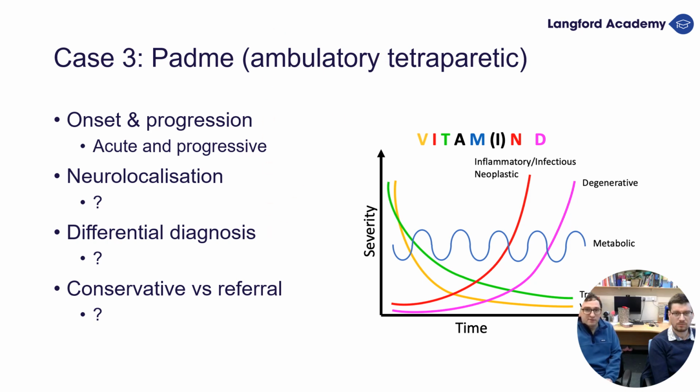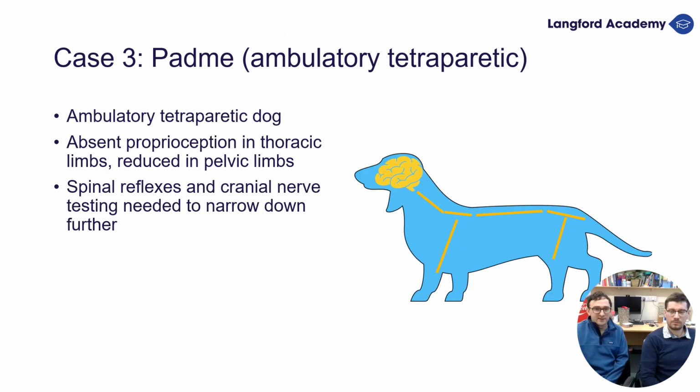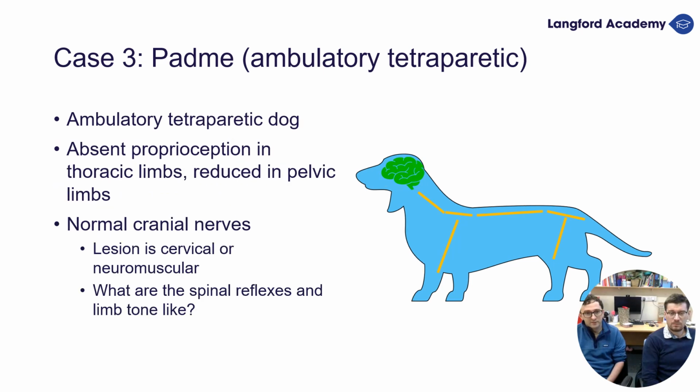Now we look, can we find any information in the neurological exam to help us neurolocalize it? So looking at her neurological exam, let's see if we can work out where the lesion is. She's ambulatory tetraparetic, so affecting all four limbs, and that's also confirmed by the fact that she has absent postural reactions in the thoracic limbs and reduced in her pelvic limbs, but her cranial nerves and her spinal reflexes are needed to further narrow down where the lesion is. Using the information we have, we know that her cranial nerves are normal, making it less likely to be a forebrain or brainstem lesion. Therefore, it's most likely the lesion is in her neck, in the cervical vertebrae, or it could be neuromuscular. The way we tell the difference is looking at the spinal reflexes and the limb tone. So in a neuromuscular case, you'd expect less tone in all four limbs and reduced spinal reflexes in all four limbs.